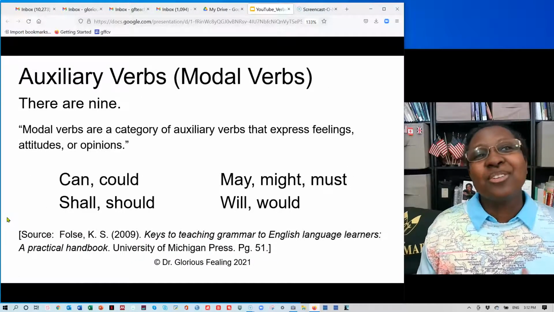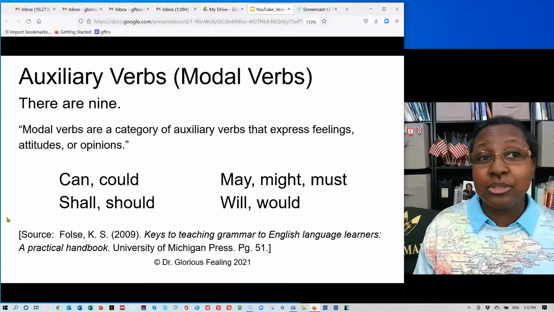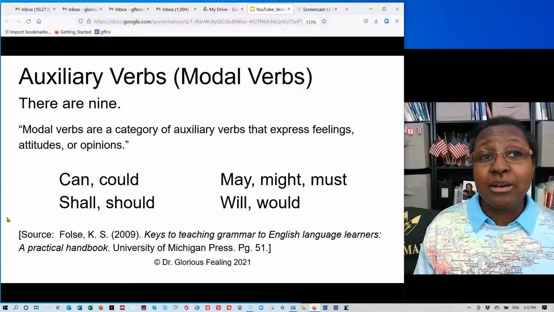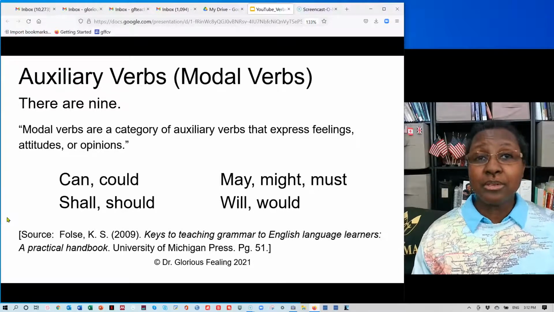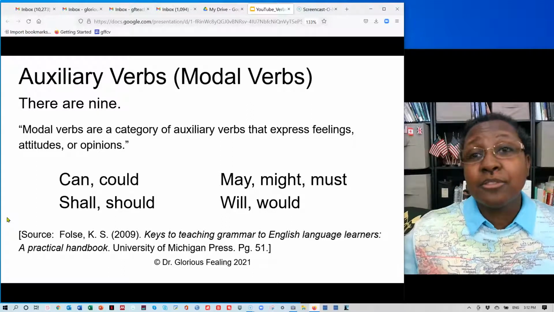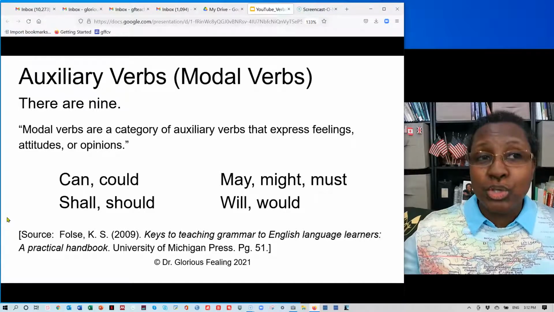There is a category of auxiliary verbs called modal verbs, and there are 9 according to Dr. Fulce. In his book, he wrote, modal verbs are a category of auxiliary verbs that express feelings, attitudes, or opinion. The 9 verbs are can, could, shall, should, may, might, must, will, would.